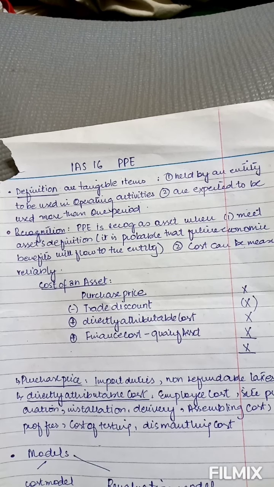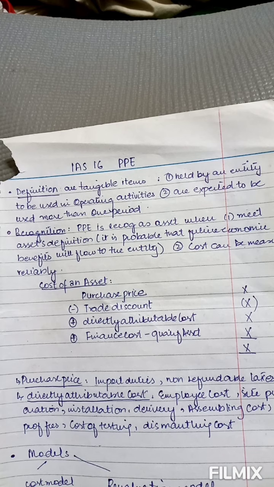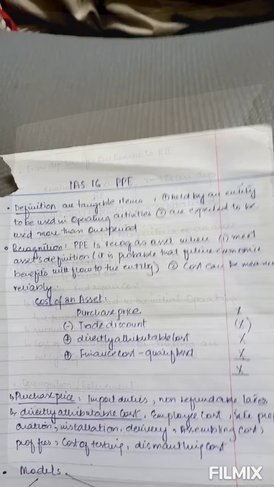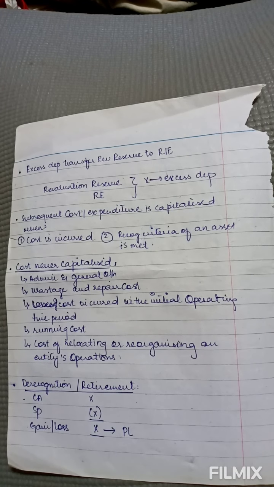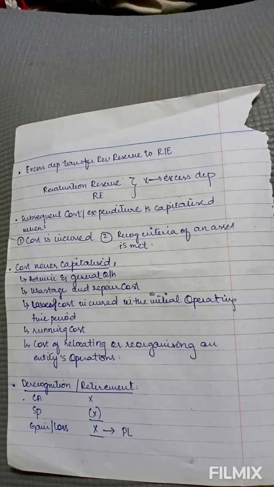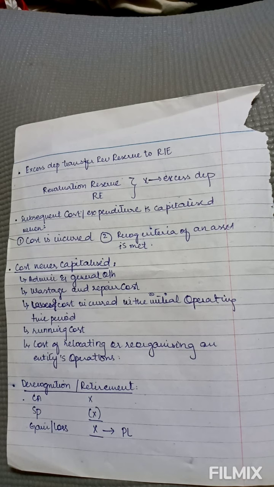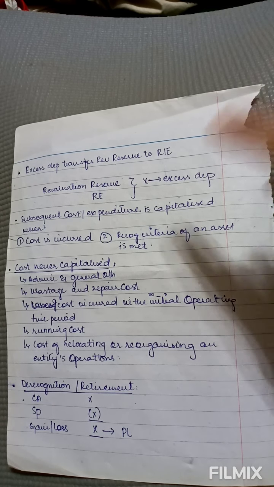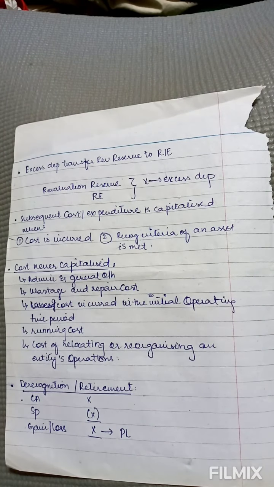Now this is all. What are the two models given by the standard to value the asset? The two models are the cost model and the revaluation model. Now, what does excess depreciation do when an asset is revalued? Excess depreciation is transferred to retained earnings. I've shown the double entry: revaluation reserve debit and retained earnings, RE standing for retained earnings here, with the amount of excess depreciation.